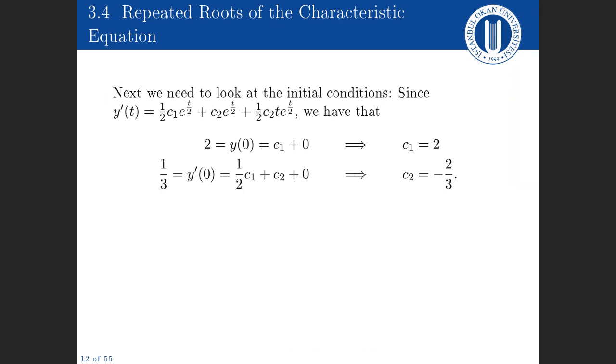So we differentiate one time, and then we replace t by 0. It's straightforward to find that c1 must be 2, and c2 must be minus 2/3. I'm not going to spend time here. I'll leave this for you to check later. So the solution to this initial value problem must be 2 e to the power t over 2 minus 2/3 t e to the power t over 2.